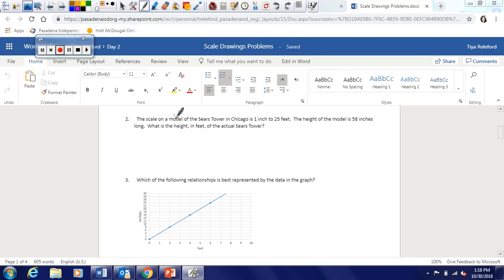Number 2 says the scale on a model of the Sears Tower in Chicago is 1 inch to 25 feet. The height of the model is 55 inches. What is the height in feet of the actual Sears Tower? So this one you can't just multiply, it gives you a scale factor. So you have to use 1 inch and 25 feet. And 55 is inches, so it's going to go on top. And X will go on bottom.